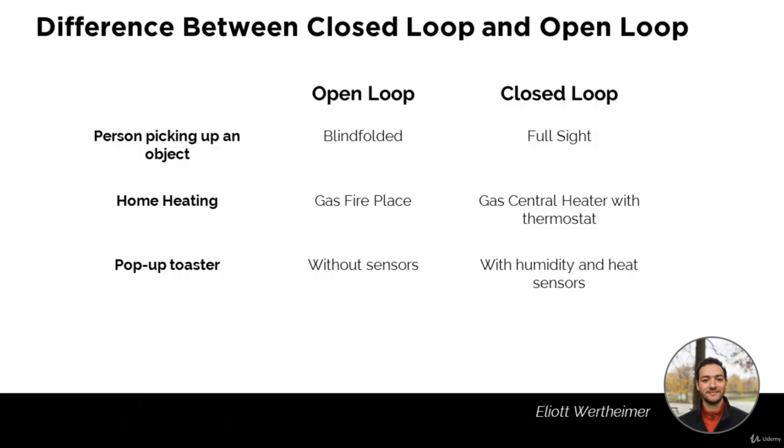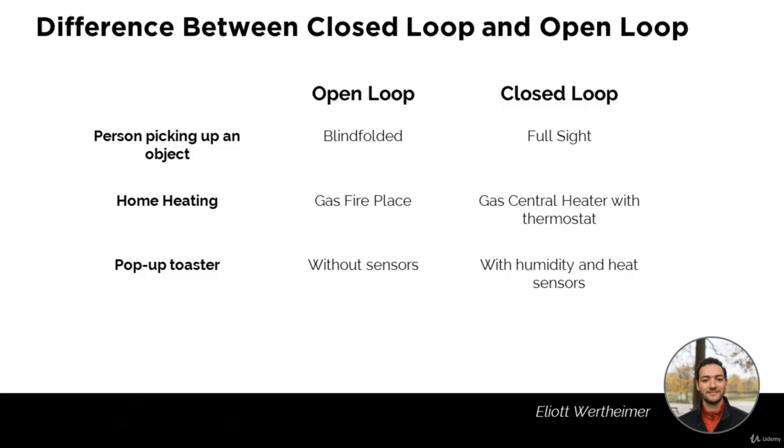In the case of a closed loop control system, we have a central gas heater with thermostat. So the central heater is actually using the thermostat to kind of tune its burning rate and adapt to the current temperature of the room. We finally reach the temperature that is desired in the target room.